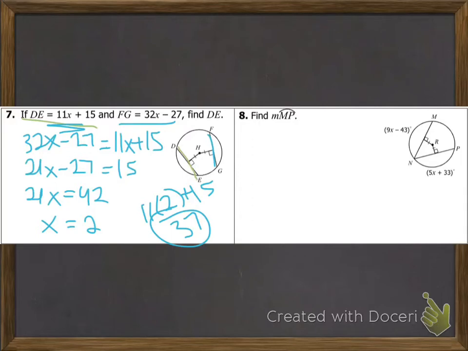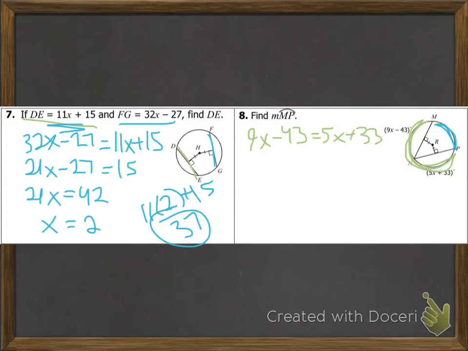So number 8, it says to actually find the measure of arc MP. So MP is actually this piece right here. But first, I've got to figure out what this big piece is going to be. So I need to figure out x. What I need to do is just take my two arcs and set them equal. So we're going to have 9x minus 43 equals 5x plus 33.